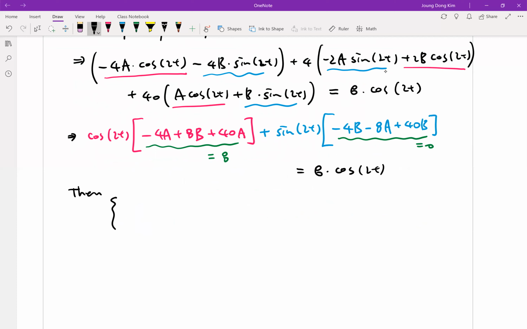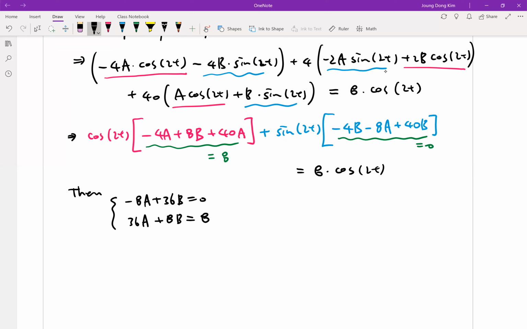With simplifying, it is minus 8a plus 36b must be equal to 0. The second one, 36a plus 8b must be equal to 8. We are here now, okay?